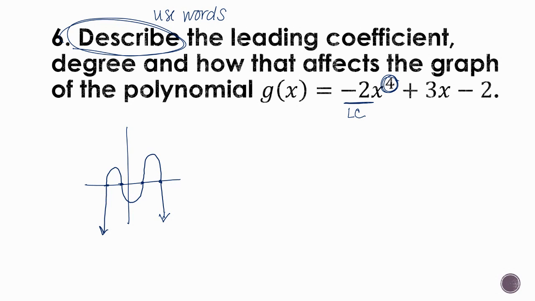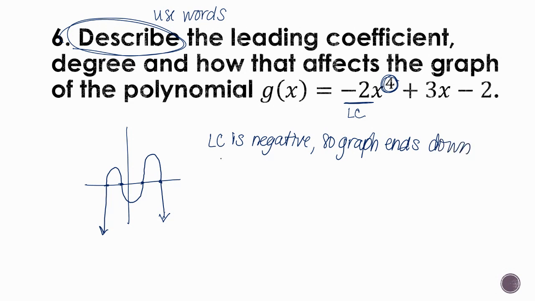So what I'm going to describe in my words is that the leading coefficient is negative, so the graph ends down. The degree is 4, so there are 4 roots, and 3 humps.